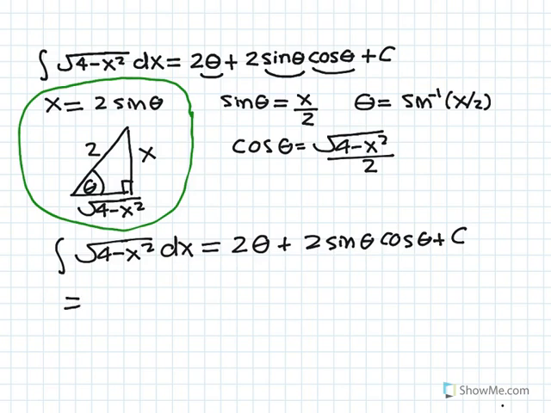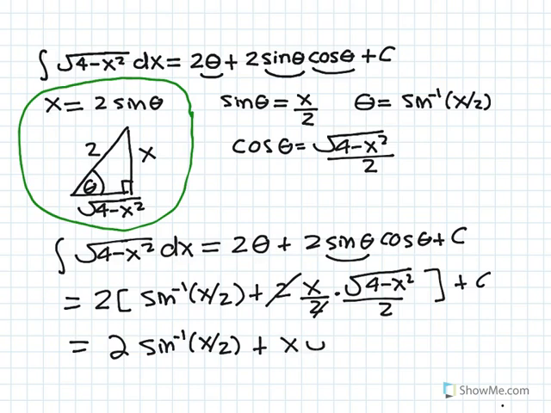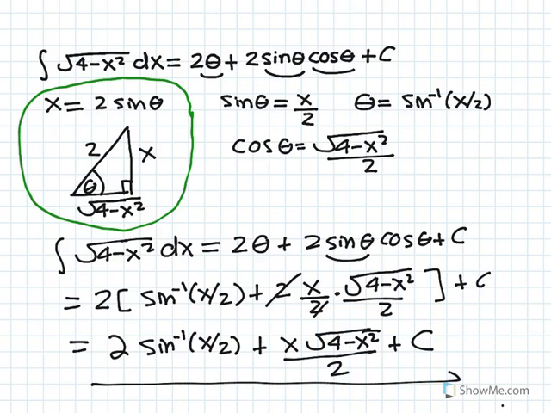So what we have is 2 times theta, and theta is arc sine of x over 2, plus 2 times, what is sine theta? Well, sine theta, that's just the trig substitution that we applied. That's x over 2. What is cosine theta? Cosine theta is root of 4 minus x squared divided by 2. The 2's cancel. Let's simplify this and get our answer. So we get 2 arc sine of x over 2 plus x root of 4 minus x squared divided by 2 plus c. That is the antiderivative. That is the answer to this integral of root of 4 minus x squared dx. All right, thanks.